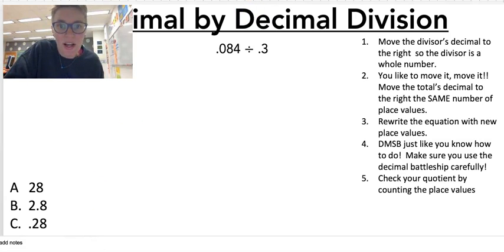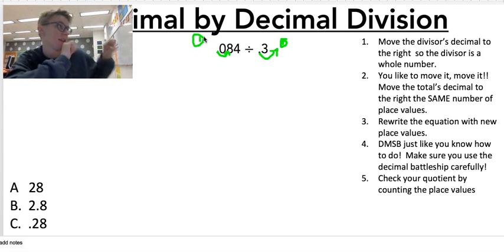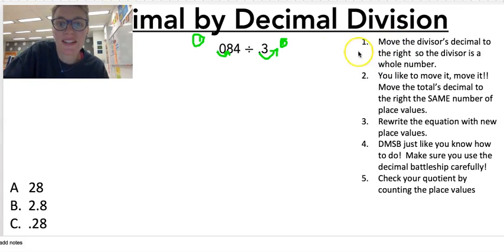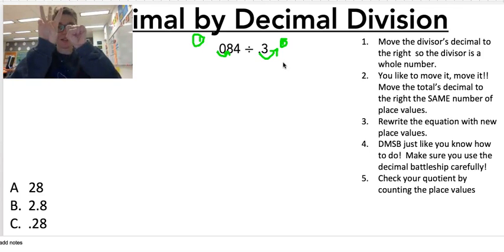So we're going to take our pencils here and move this over 1. And then I need to move this one over 1 as well. Whatever I do to the divisor, I'm going to do the same thing to the total. So I move them both over 1. So King Louie in this situation would go, I like to move it. So step 1, we move the divisor. We always start with the number after the division sign to the right so that that number is a whole number. It was 3 tenths, now it's just 3 because we moved it over.